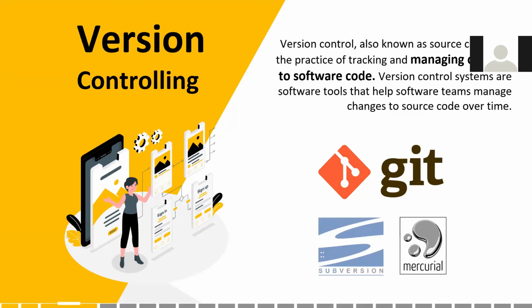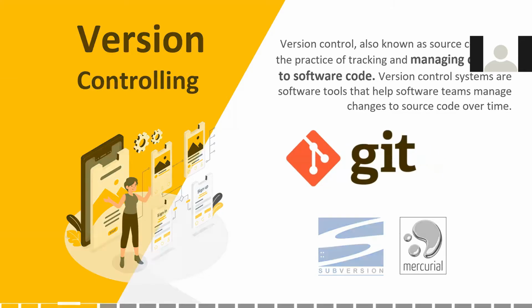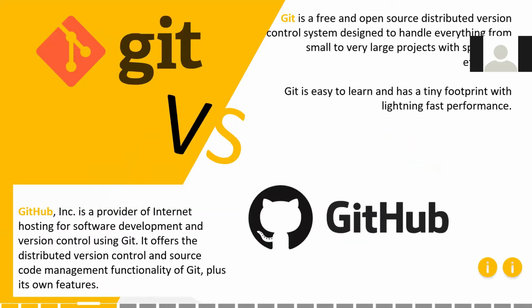And with the popularity of GitHub, GitLab and every other hosting site, this has become a major version controlling system. Now, what is the difference between Git and GitHub? It's actually very simple. Git is the version controlling system. GitHub is where you have your software code uploaded.